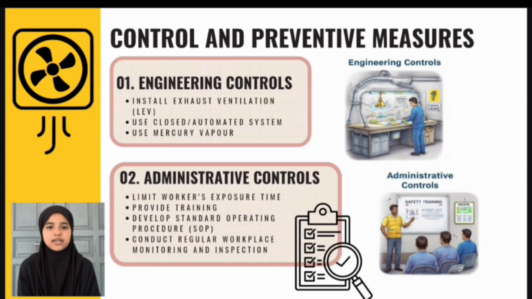In addition, equipment should be well maintained to prevent leaks or accidental release of mercury. Next, administrative control should be implemented. This involves providing proper training and education to workers about the hazard of mercury and how to handle it safely. Work procedures should be clearly defined and exposure time should be limited to reduce the risk. Regular monitoring and safety inspection are also important to ensure that all safety measures are followed.